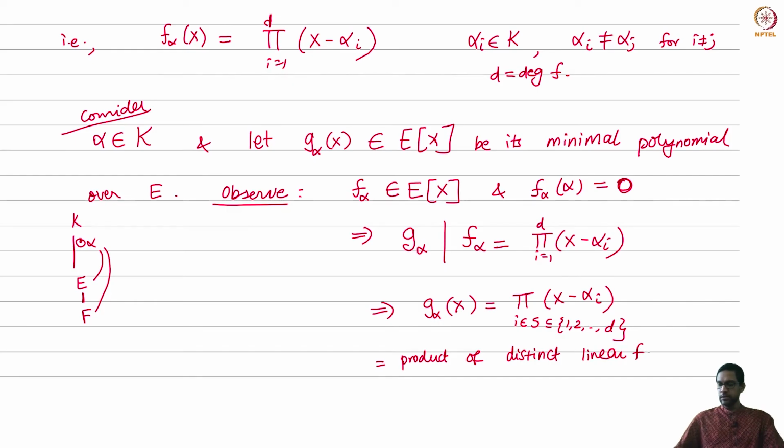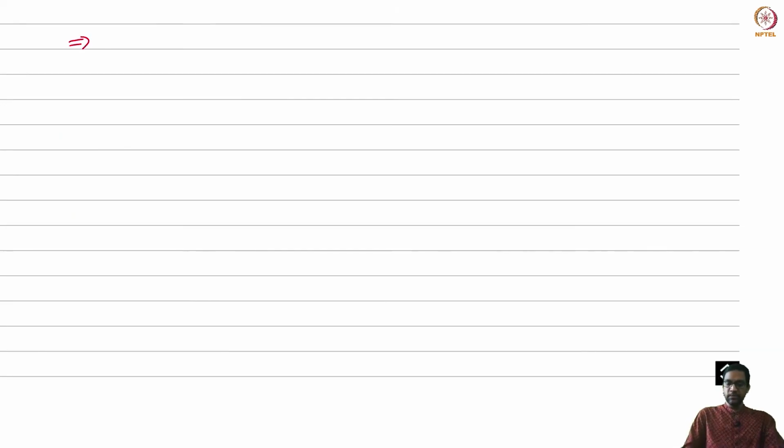In other words, G alpha is also a separable polynomial which splits over K. So that's exactly what we need to show. This implies that K over E is again normal and separable, since this holds for all alpha in K, i.e. it's Galois.